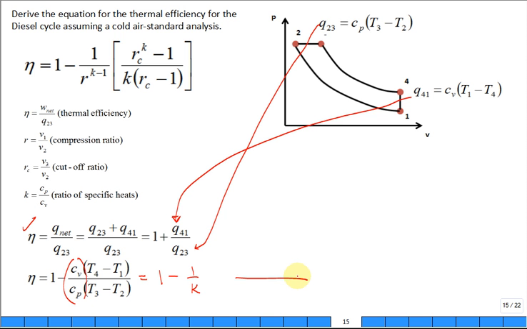In the numerator, pull out T1 so that it becomes T4 over T1 minus 1. See how we pulled out T1 in the numerator? In the denominator, pull out T2 so that you get T3 divided by T2 minus 1. I pause, I stop. Did you follow that algebra? At this point, what we can do is get relationships for these ratios of temperature. All right?